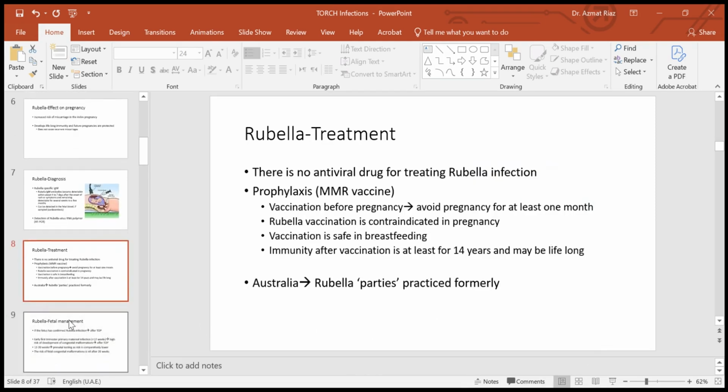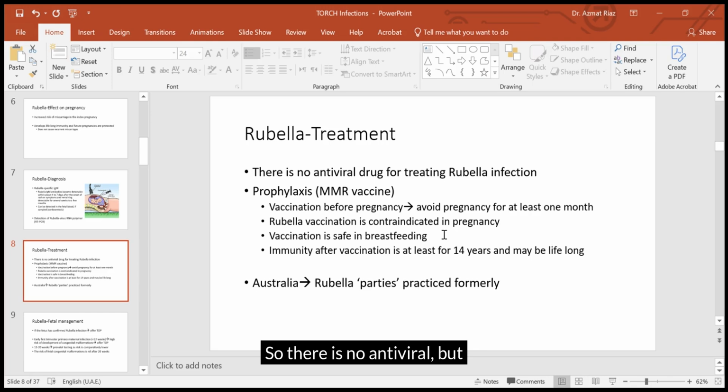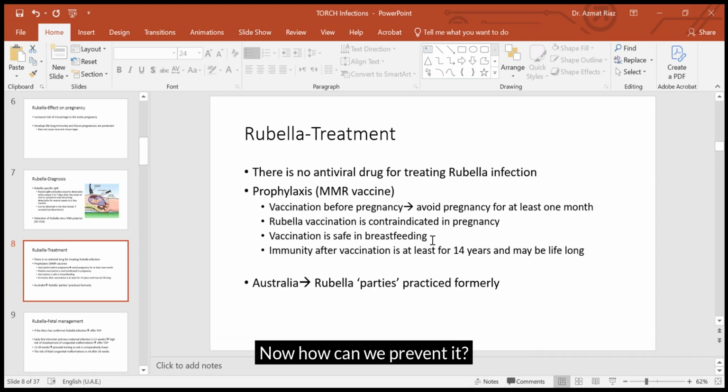Now, the problem is, if someone is infected, what is the treatment? Unfortunately, there is no medicine which can treat rubella. There is no antiviral, but we can give her symptomatic medication. For example, if she has fever, give her an antipyretic. If she is dehydrated, give her fluids. But the underlying cause can't be treated. Now, how can we prevent it?